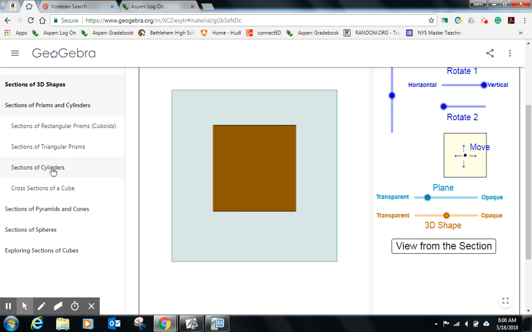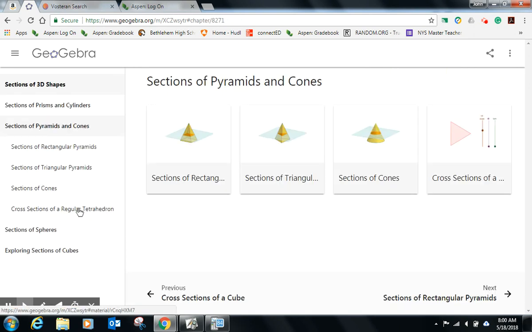Can I go to cylinder? What's that? Oh, I'm sorry. I didn't mean cylinder. I meant cube. Not cube. Yeah, now I'm rattled. Cones. Sorry, cones. There we go. Over on the left-hand side, right down here. Sections of cones.